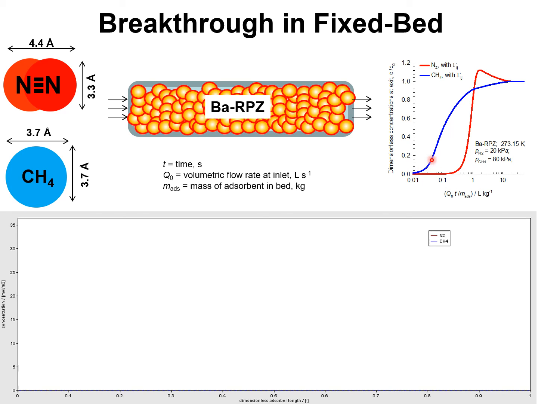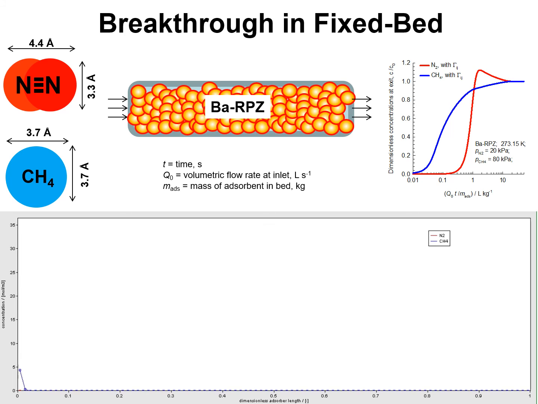Methane elutes earlier than nitrogen because nitrogen is preferentially taken up within the pores due to diffusion selectivity, and during the initial time period, methane, meeting the pipeline specifications, can be recovered from the exit of the fixed bed.